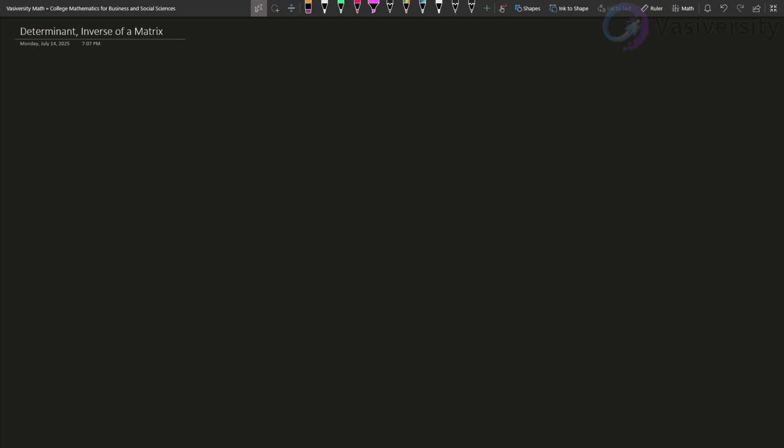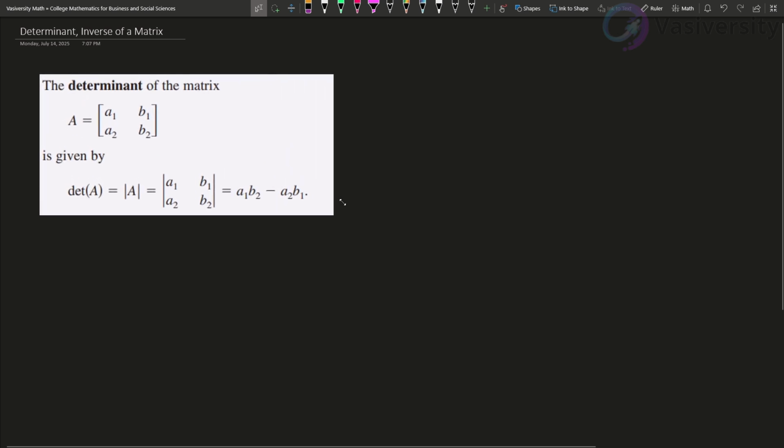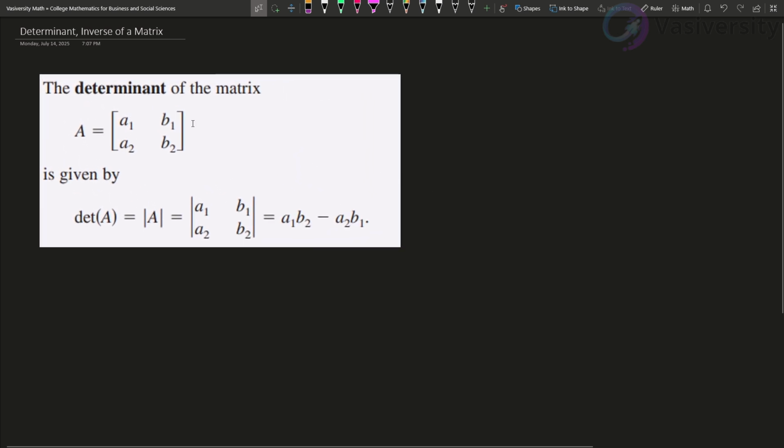The determinant is defined the following way. The definition of determinant: the determinant of a 2 by 2 matrix A, also written as the absolute value of A, is equal to a1 times b2 minus a2 times b1. So essentially a1 times b2 minus a2 times b1.